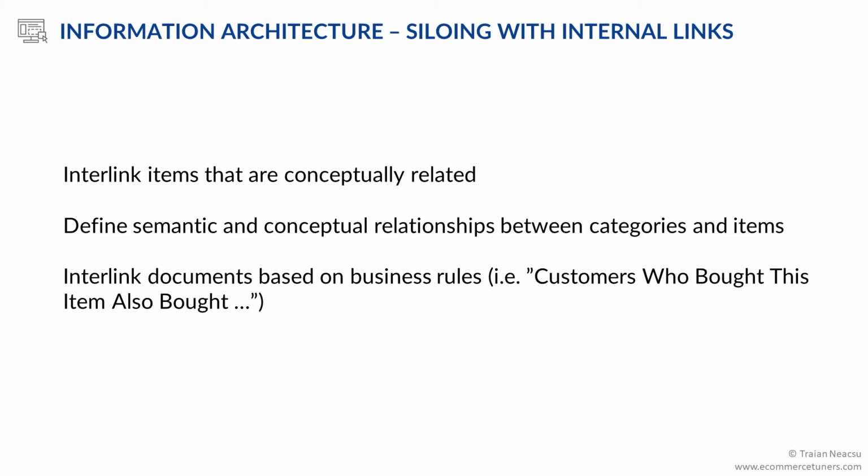Another theming method is to evolve taxonomies into ontologies. Instead of linking based strictly on a vertical taxonomy, interlink items that are conceptually related. For example, you can interlink a particular fragrance with the sunglasses manufactured by the same brand. This type of interlinking requires defining semantic and conceptual relationships between categories and items, and then deciding on the interlinking based on predefined business rules.